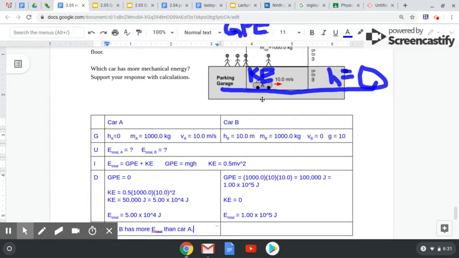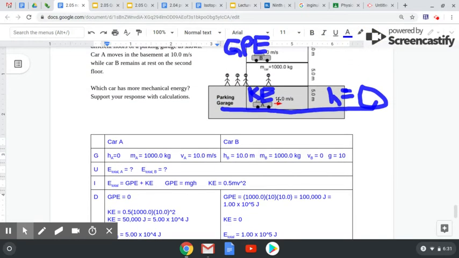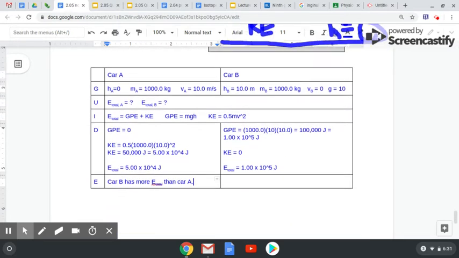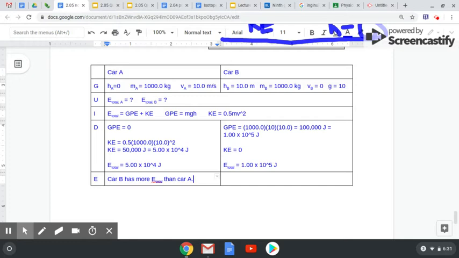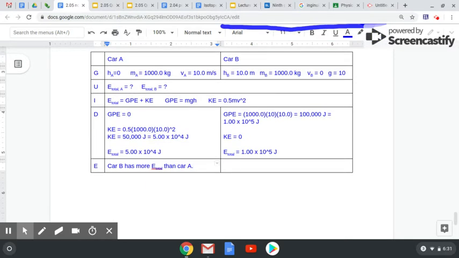Actually, I could say, what speed would car A need to go in order to have more mechanical energy than car B? That would be a good problem. Maybe I'll give you guys that one day. But car B has more E total than car A. Usually it doesn't work out this way, but this one did. If I sound surprised, it's because I haven't done this problem since last year and I didn't realize. I was not expecting this.